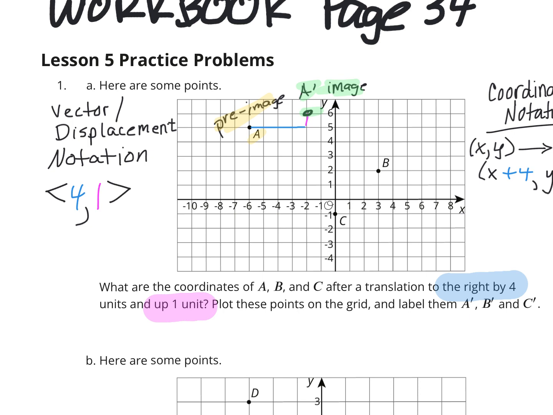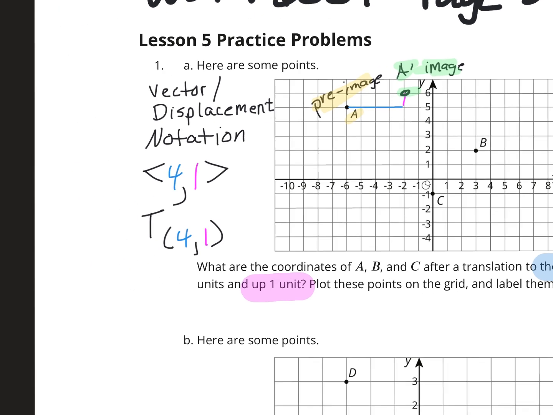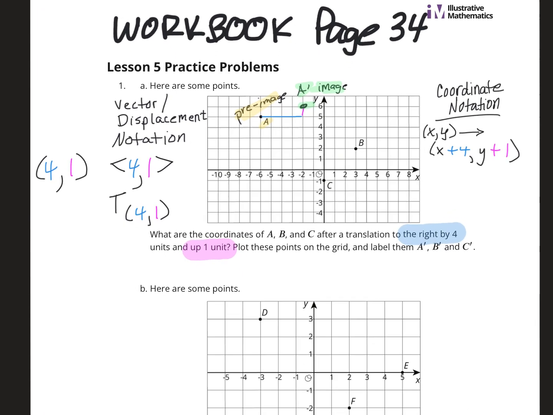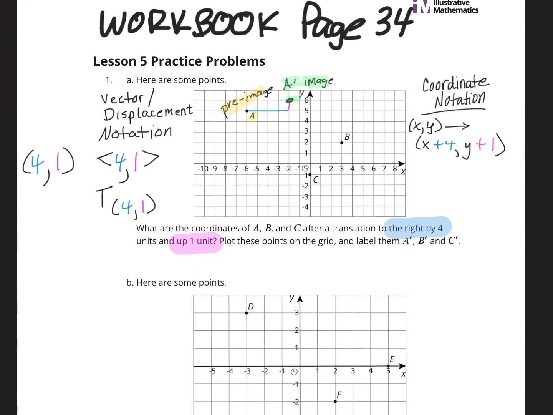Sometimes you'll also see it written like this. They'll do like a T for transformation, and then they'll put how much you need to go in parentheses. And sometimes they just say the word translate and give you that in parentheses. So all of these are simply different ways of saying exactly the same thing, like how to do a transformation.